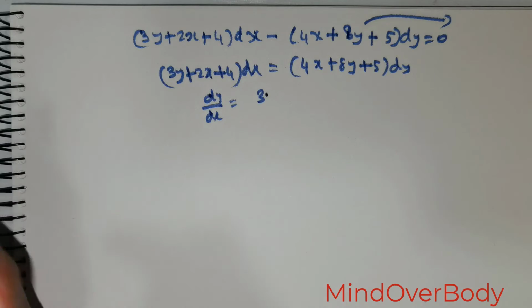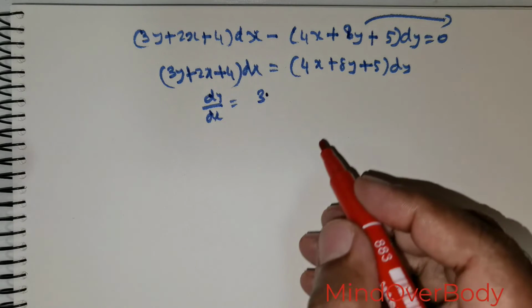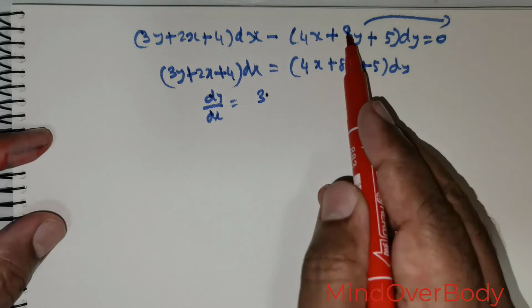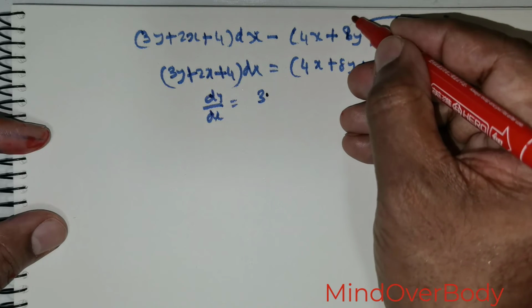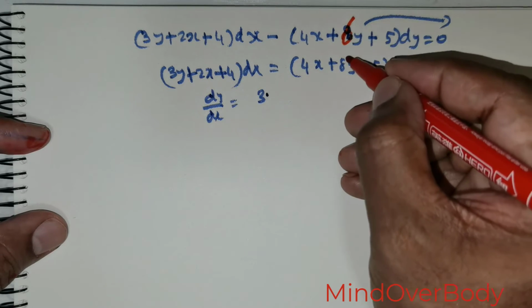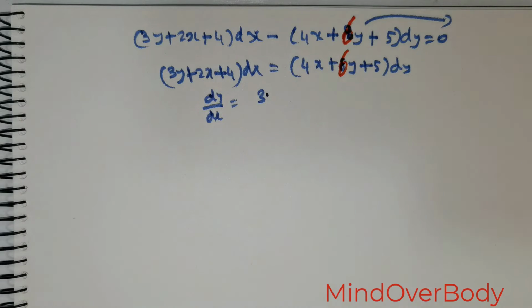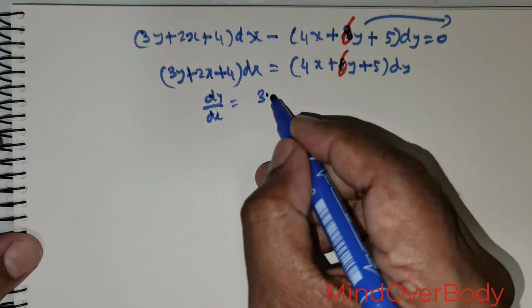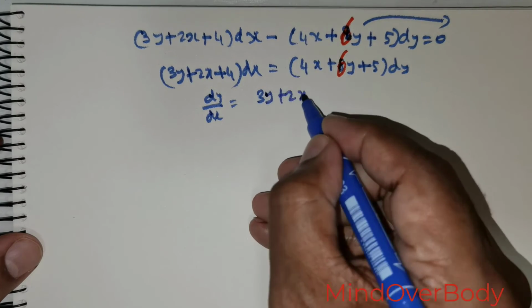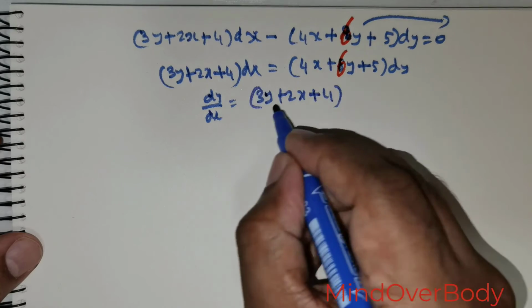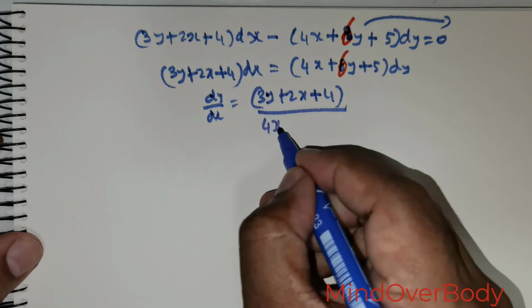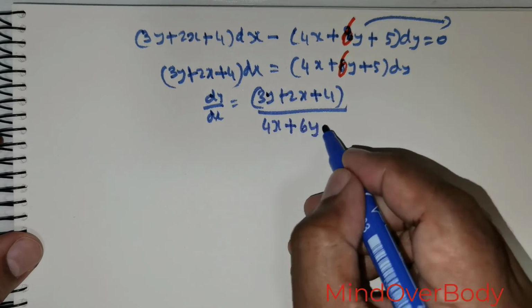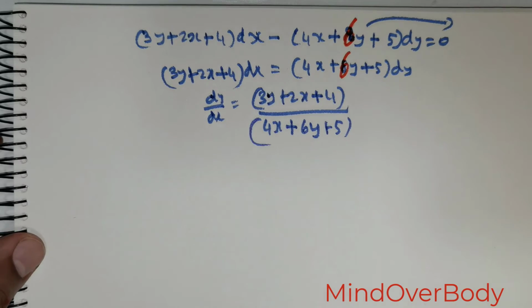just one issue here. This is actually not 8. This is just for the sake of this illustration, we will have to take this as 6 so that I can demonstrate to you the case. So having obtained that, we will have 3 times y positive 2x positive 4 divided by 4 times x positive 6y positive 5. So this is what we have got.